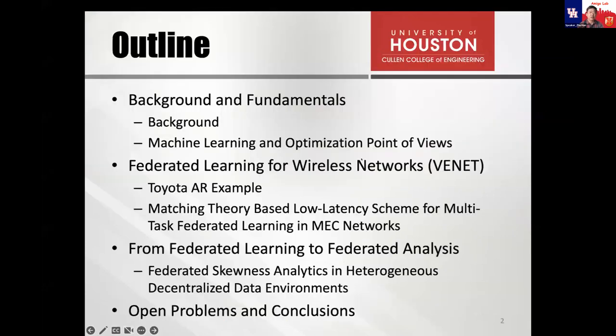Here we talk about some background about what is federated learning, and then we talk about it from the machine learning and optimization point of view. Then specifically, we concentrate on vehicular networks, and we talk about our project with Amazon, an augmented reality example, and also a multi-access edge computing (MEC) example using machine learning. And then next, we try to upgrade from federated learning to federated analysis, and we talk about one example for data skewness. And finally, we have the conclusion.